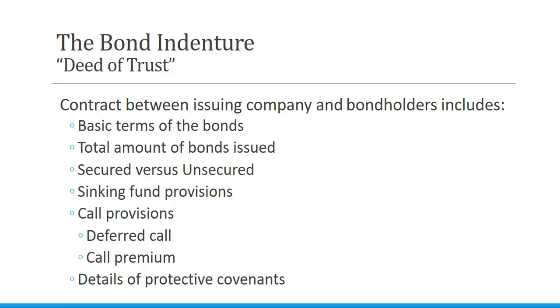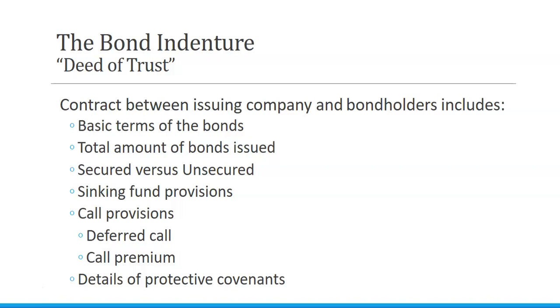Are they secured versus unsecured? So do we have a guarantee provision in place? We've secured it with assets of some type, or is it unsecured, meaning if we default on them, we just default on the debt and there's nothing guaranteed that's securing them? Do we have a sinking fund provision, meaning that we have an account where we start collecting the amount?